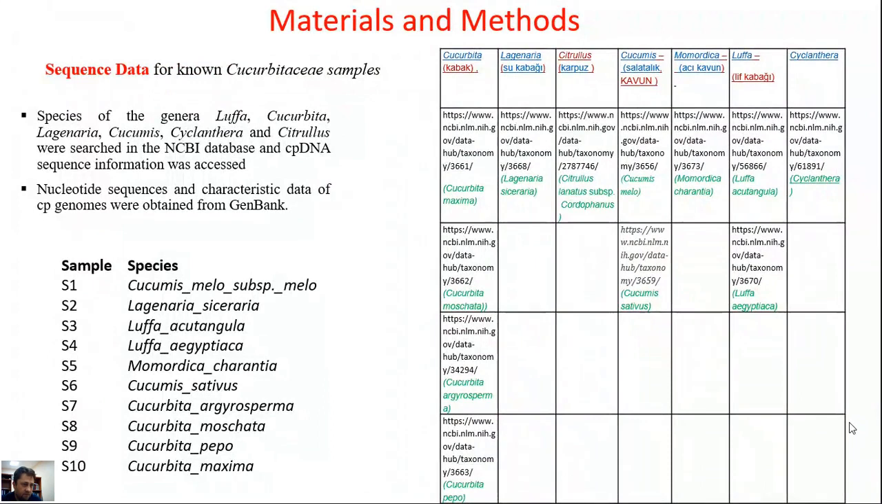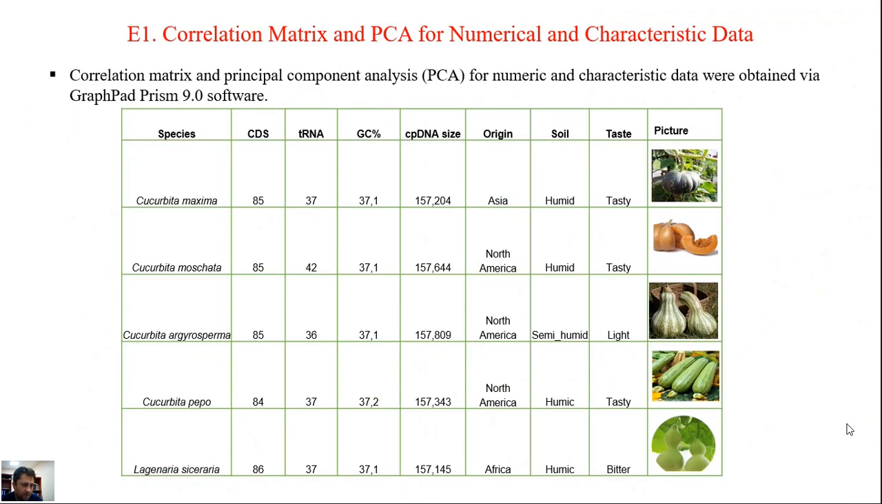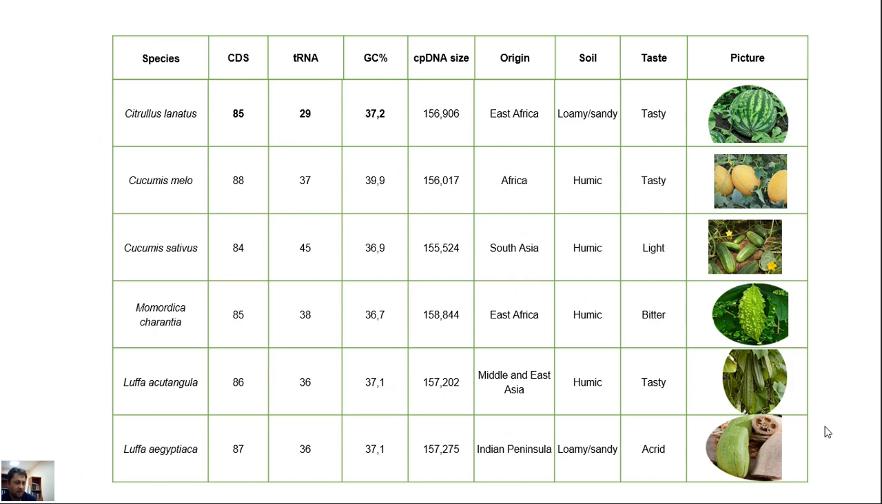In the materials and methods section, here we see sequence data for 10 common species of the Cucurbitaceae family belonging to chloroplast DNA, cpDNA. And the first methodological process is related to the GraphPad Prism software that we use for obtaining the correlation matrix and principal component analysis. Here we see some details and the criteria for different species of the Cucurbitaceae family: the origin, soil taste, and the sizes and numbers of the specific genomic characterization, and the remaining species are also listed in this table.